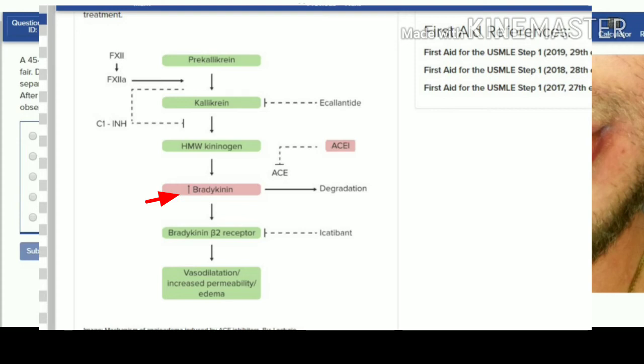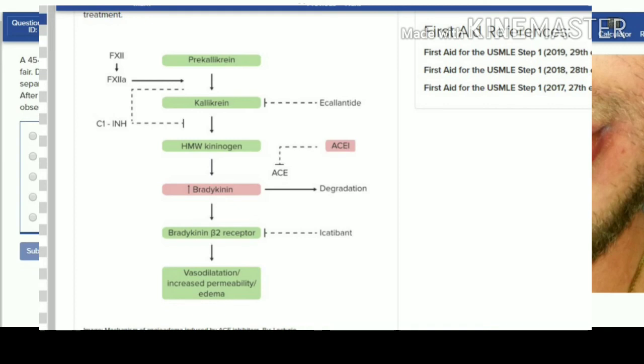Why? Because the angiotensin converting enzyme not only converts angiotensin 1 to angiotensin 2, it also helps in the degradation of bradykinin. So once the angiotensin converting enzyme is blocked, there will be no degradation of bradykinin, so definitely there will be an increase in the amount of bradykinin. Once the level of bradykinin increases, more receptors are occupied by bradykinin, which acts on the beta 2 receptor and causes vasodilation as well as increased permeability.